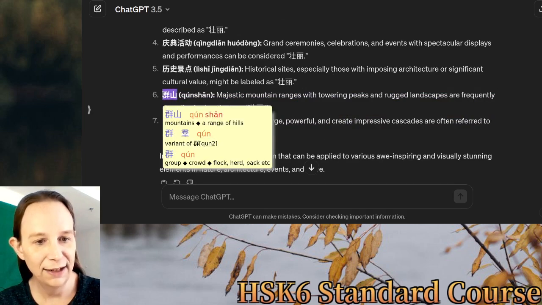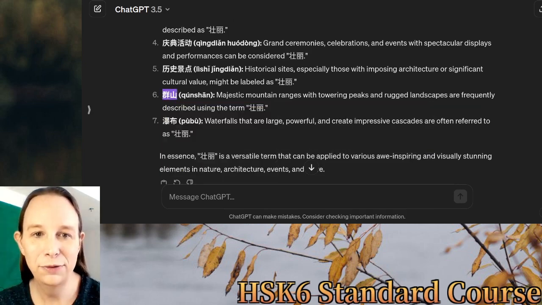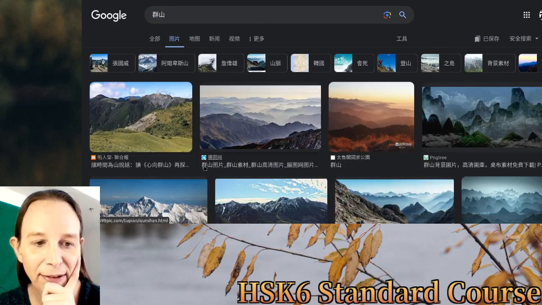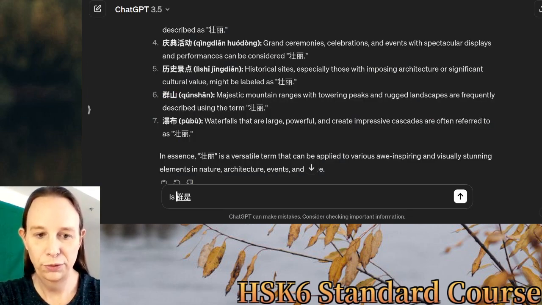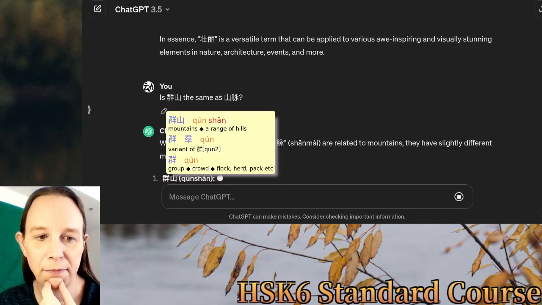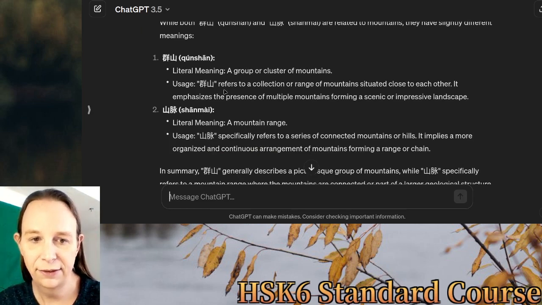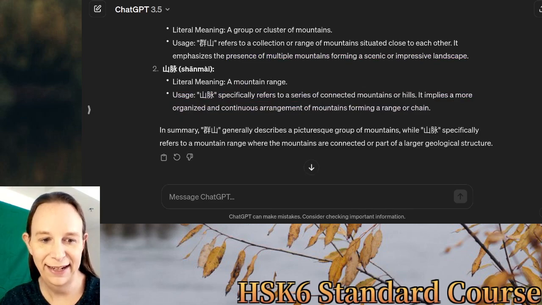群山, mountain ranges. 瀑布, 群山. What is 群山? So we studied 山脉. Are they the same? Is 群山 the same as 山脉? A group or cluster of mountains. Multiple members. Mountain range. They're pretty similar, aren't they?